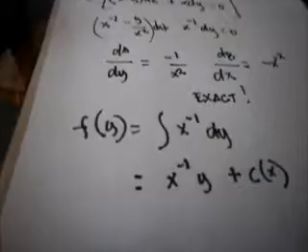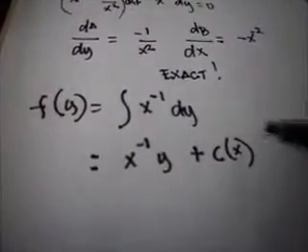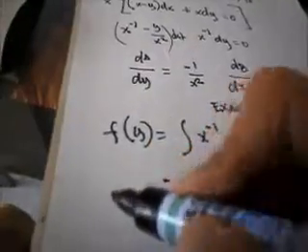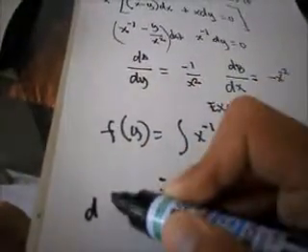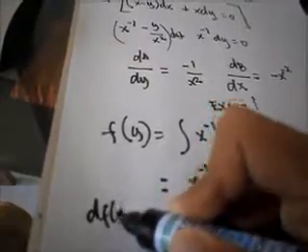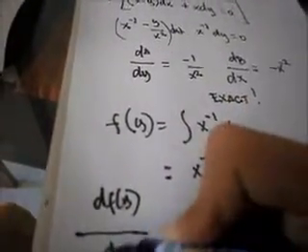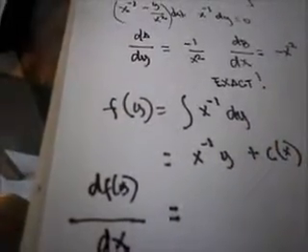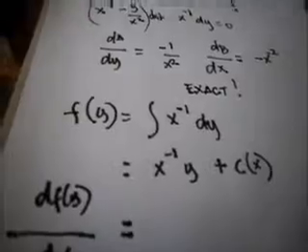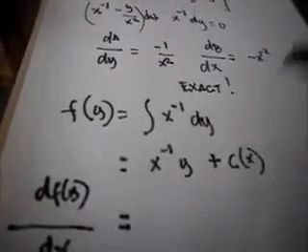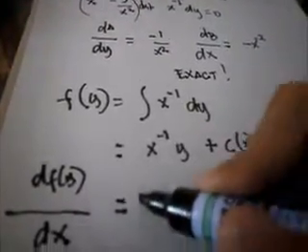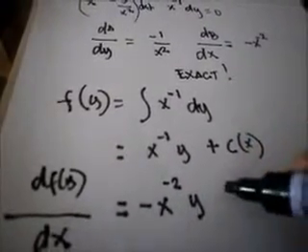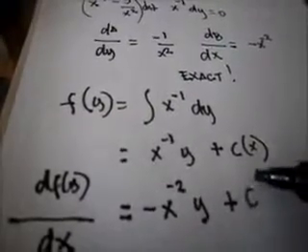Our main concern now is what is this c of x? In order for us to get the value of c of x, we need to derive f of y in terms of x, and equate it later with the value of a. So let's derive this one first. Negative x to the negative 2 y plus c prime of x.